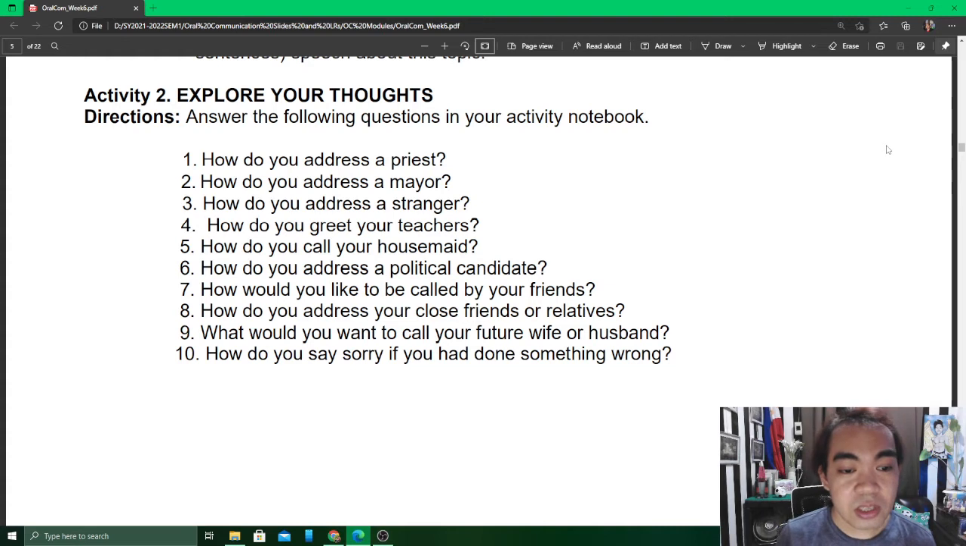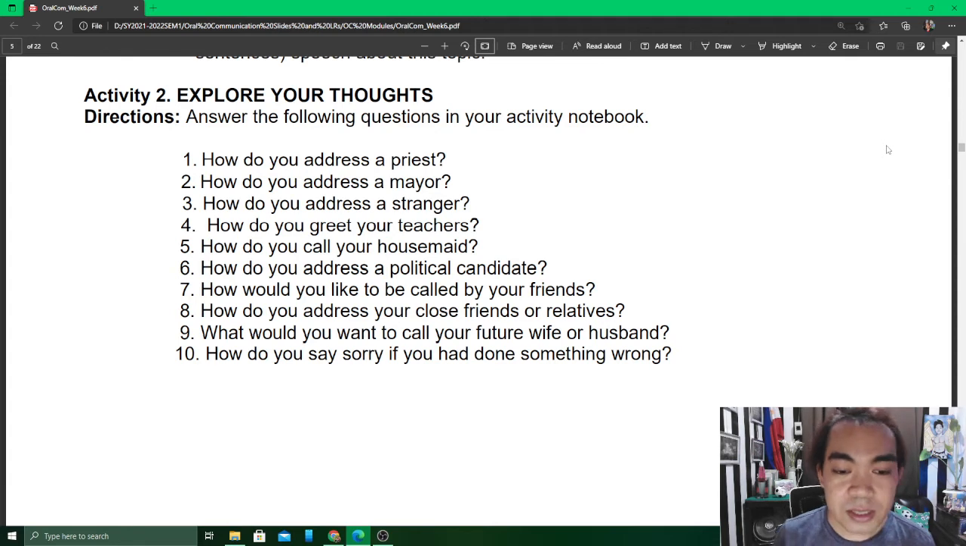Then, in activity number 2, you will answer the following questions listed here. Okay? How do you address a priest? Or a pastor, perhaps. For those who do not know or who are not Catholics, you may consider your pastor or your religious leader, your imam, if you're a Muslim. Paano kaya mag-istorya sa priest? Is it the same way as you address or talk to a mayor? How about a stranger?